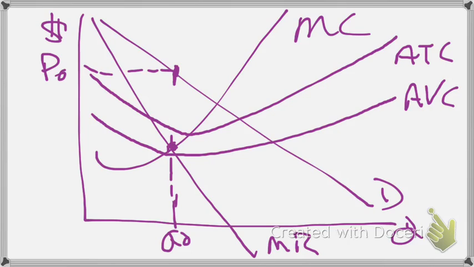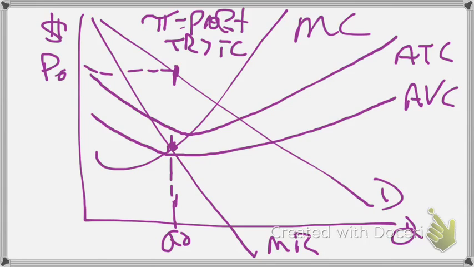The other thing we want to look at is what's our profit? Pi is equal to profit. Our profit then is anything where our total revenue exceeds our total cost. So in this case, here's our total cost. This point here, this is how much money we have coming in.